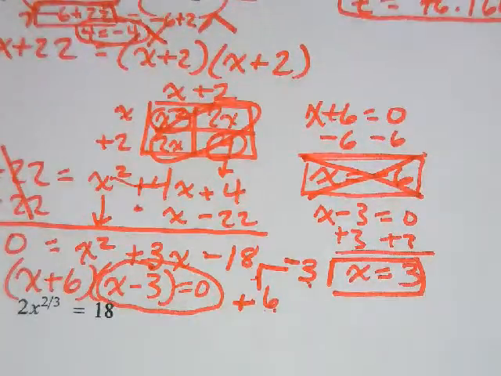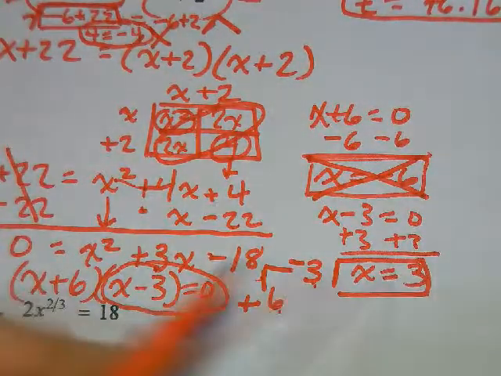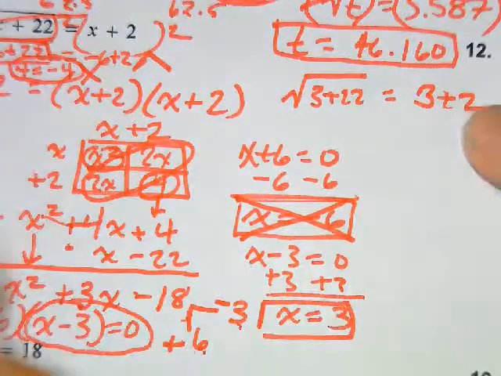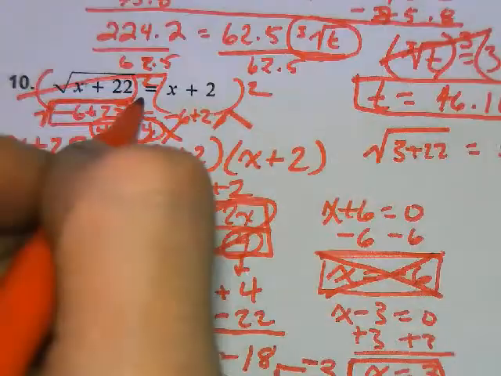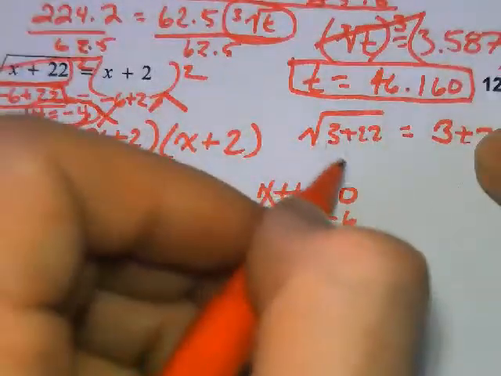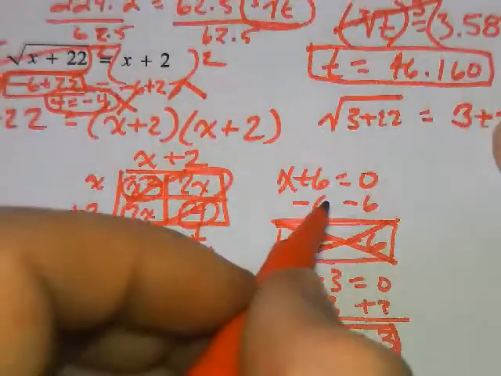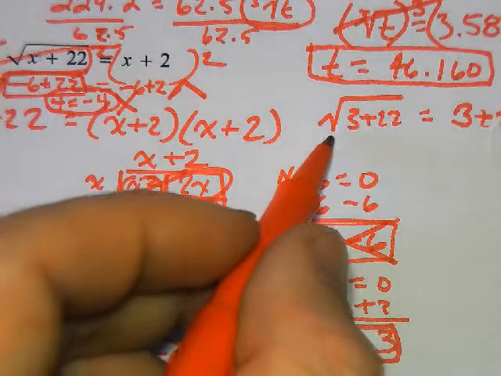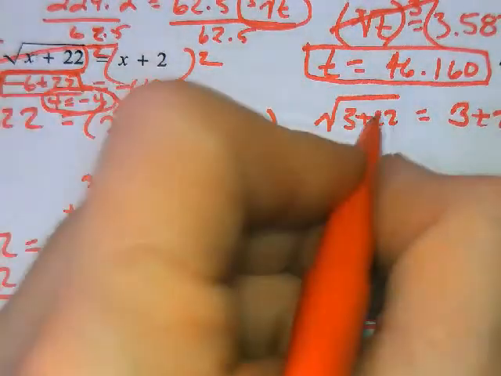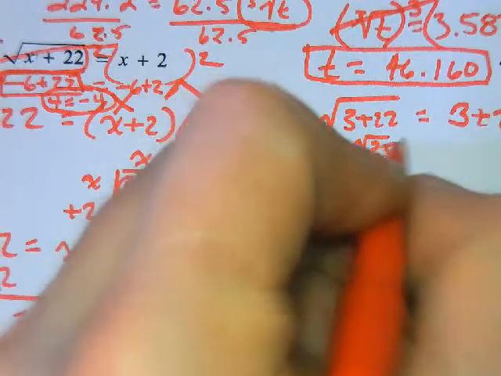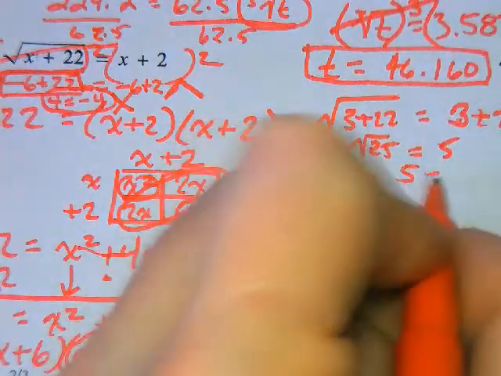Let's check x equals 3. Again, we have the square root of 3 plus 22 equals 3 plus 2. So off to the side here, I'm just going to substitute back into the original equation the root that I got. So if x equals 3, anywhere I see an x, I'm going to substitute in 3. 22 plus 3 is 25, and 3 plus 2 is 5. You can see that 5, the square root of 25, equals 5. That checks out. So this is a correct solution down here, x equals 3.